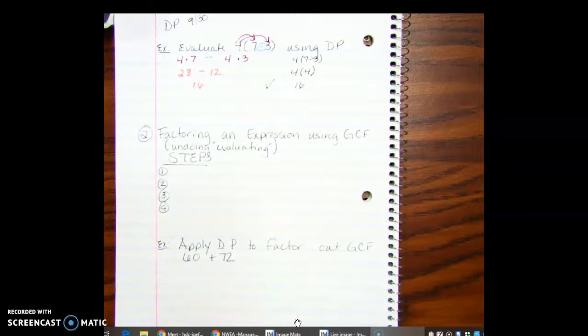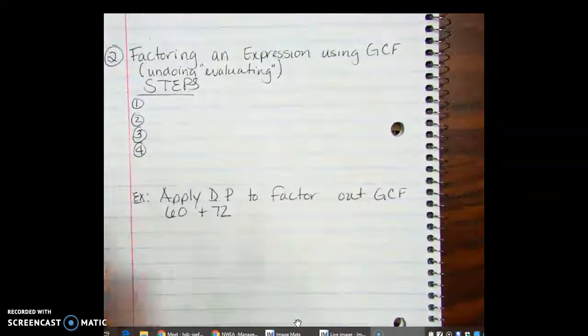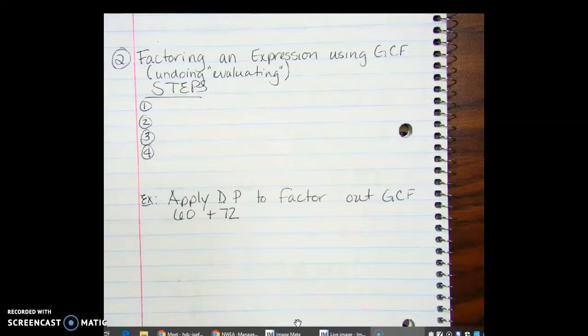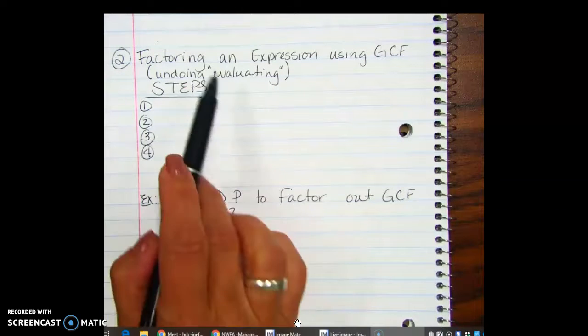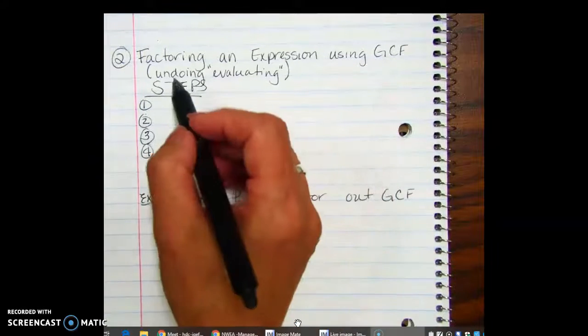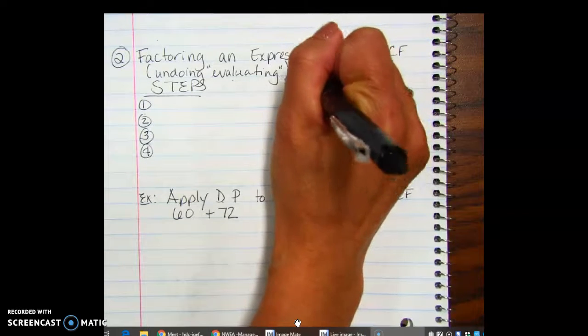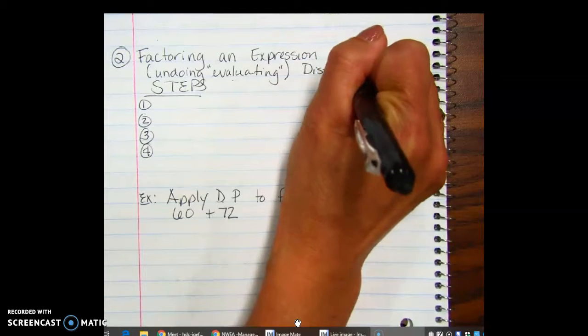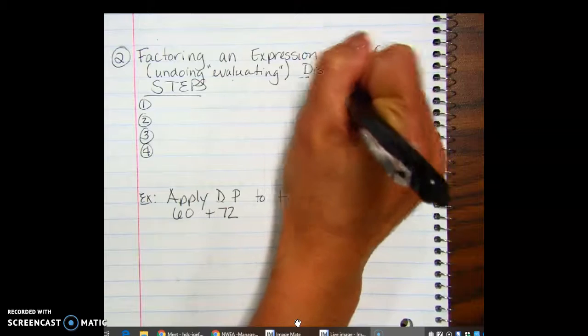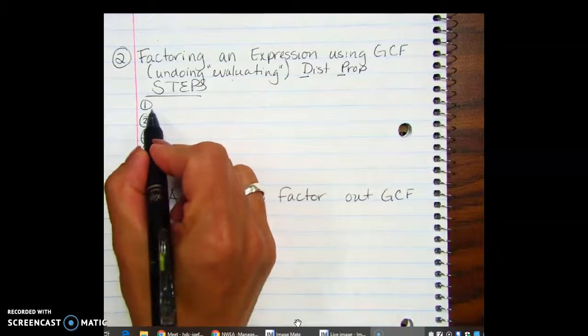Okay, so here's the tricky one. That should have been a review of 3rd, 4th, 5th grade. You've already had your distributive property explained to you in those grades, but now we're going to do something a little bit different. It's called factoring an expression using the greatest common factor. It's undoing the evaluating, and this is still part of the distributive property. Okay, it's kind of working backwards though. So let's go ahead with step 1.